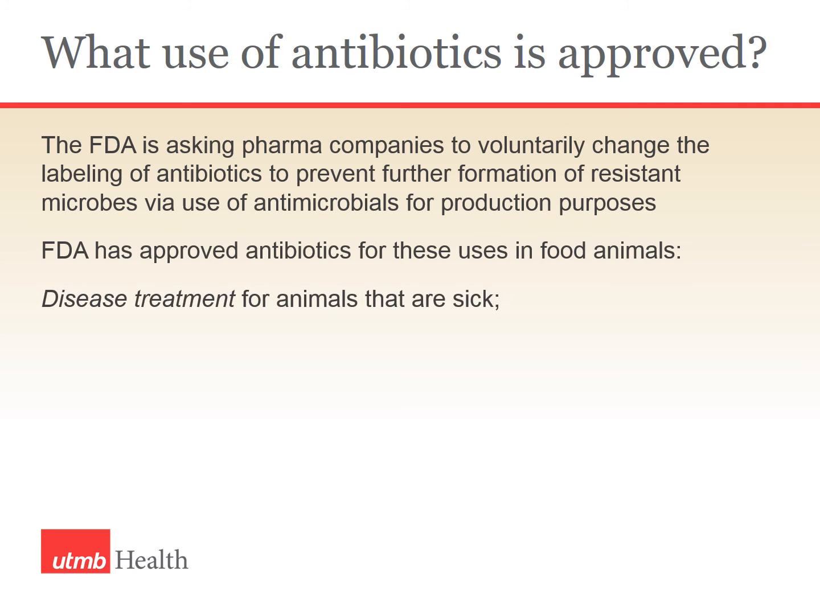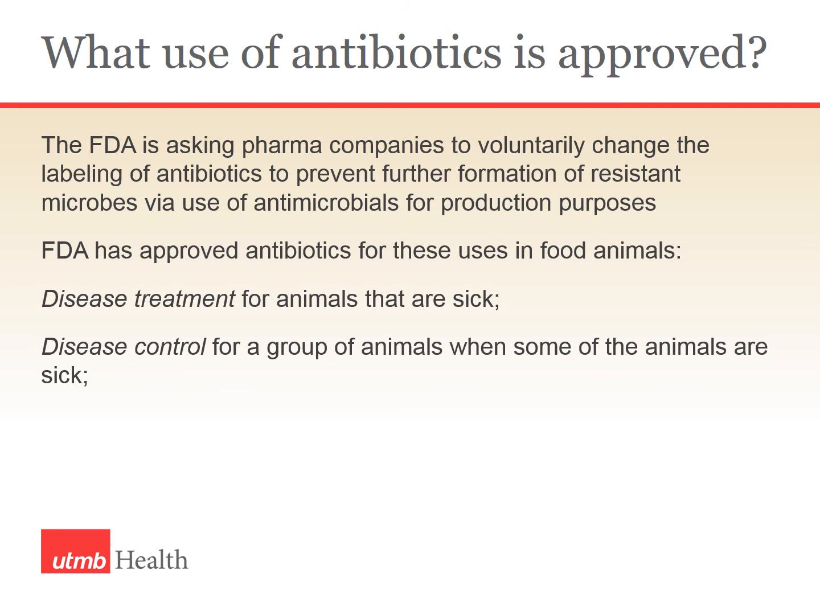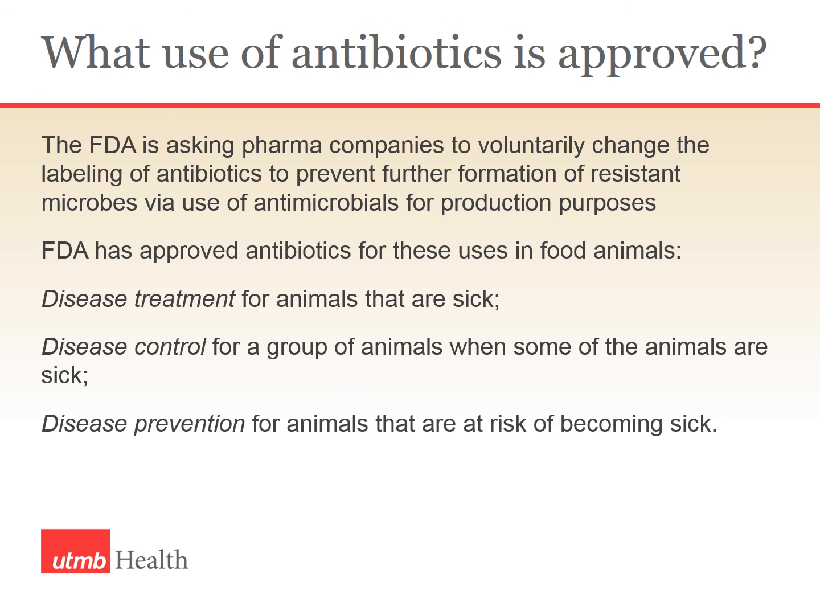One is disease treatment of a sick animal. I think we can all be on board with that. Two is disease control for a group of animals when some of the animals are sick. So you have a group of animals who are housed together, and a couple of them are obviously sick with a bacterial infection. You can treat the whole group to prevent the spread of that infection. And then disease prevention for animals that are at risk of becoming sick.